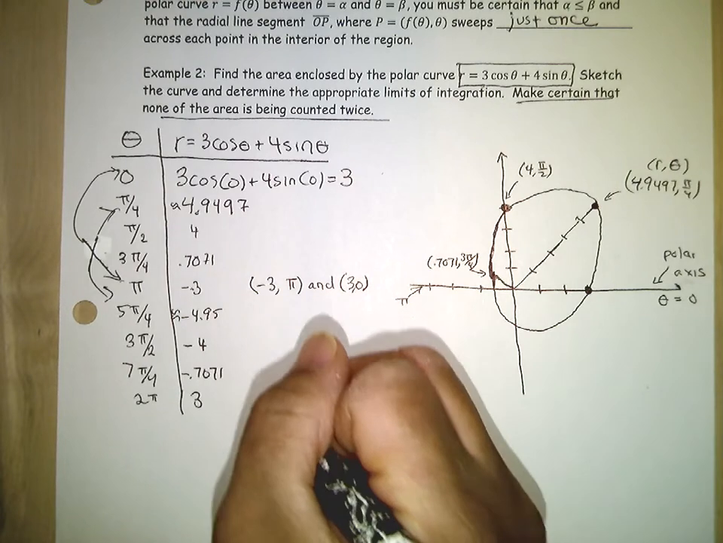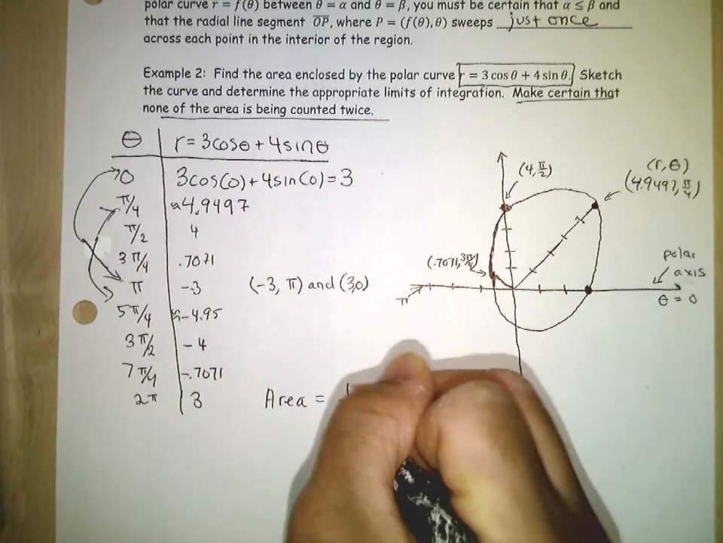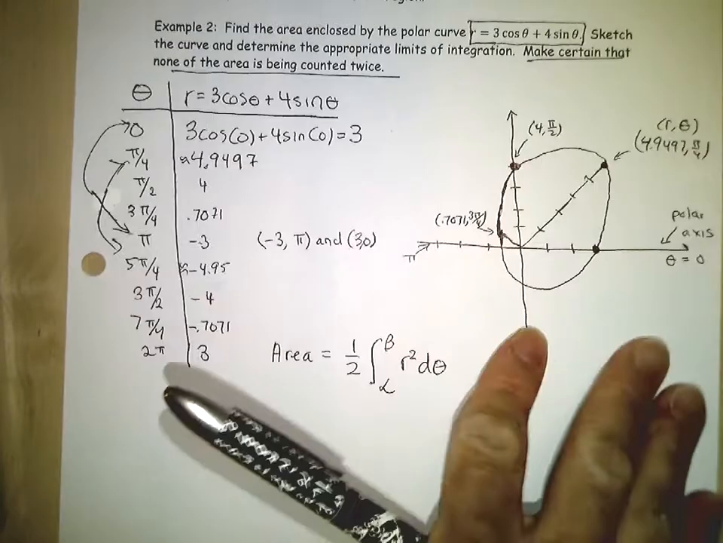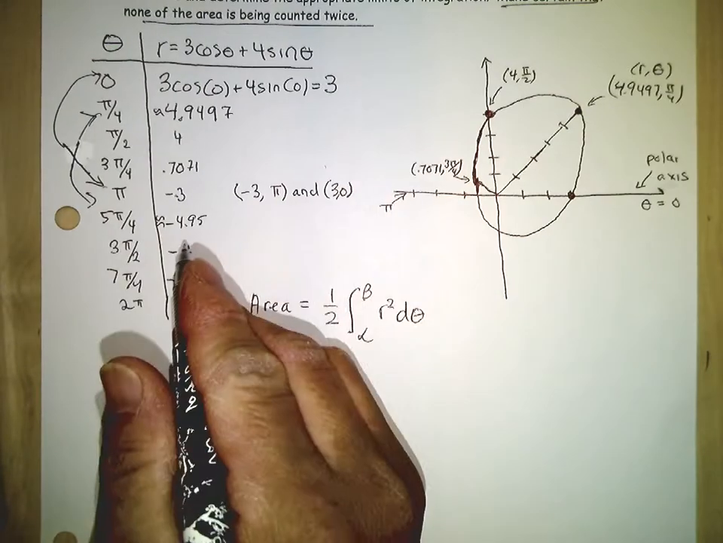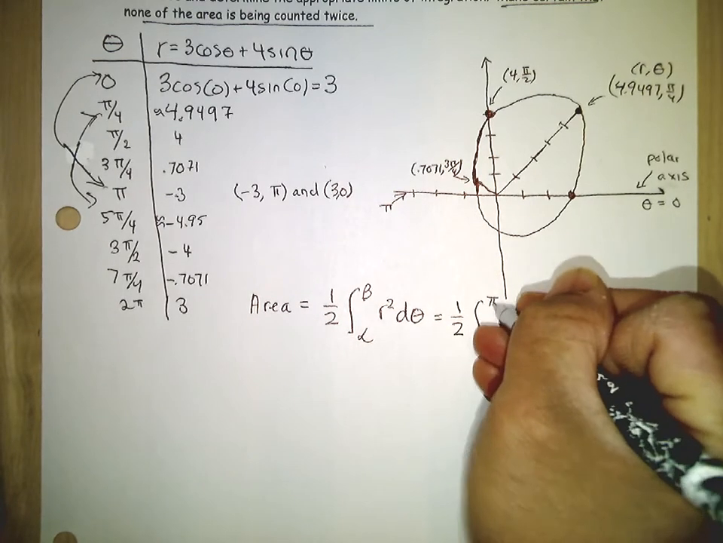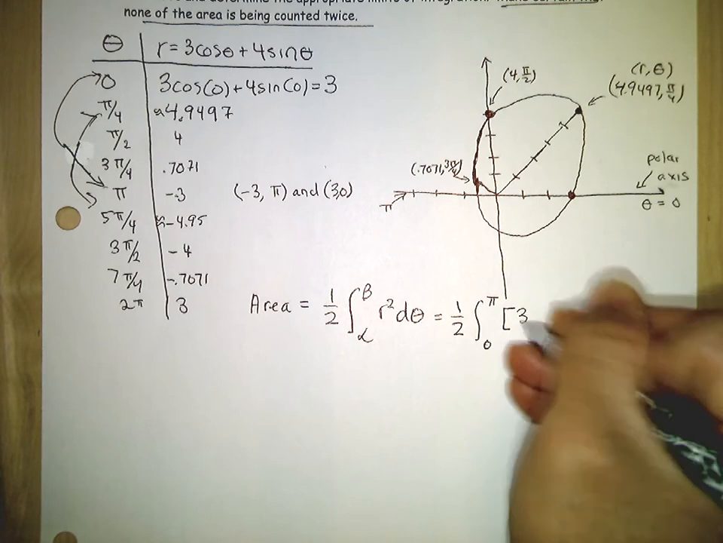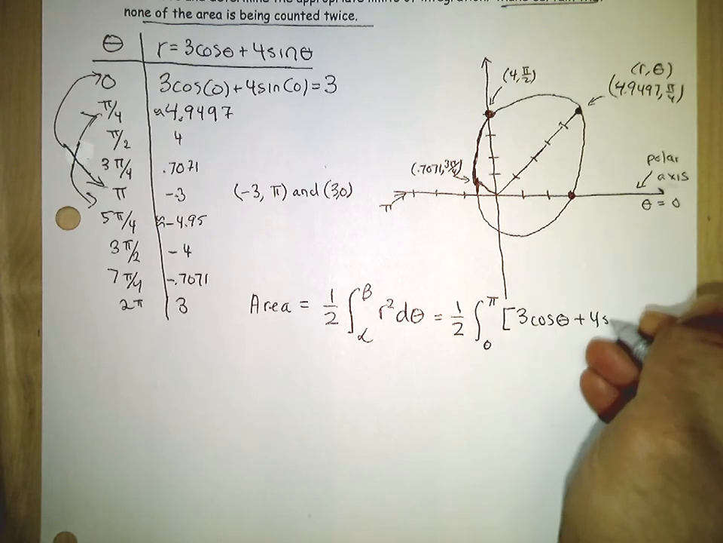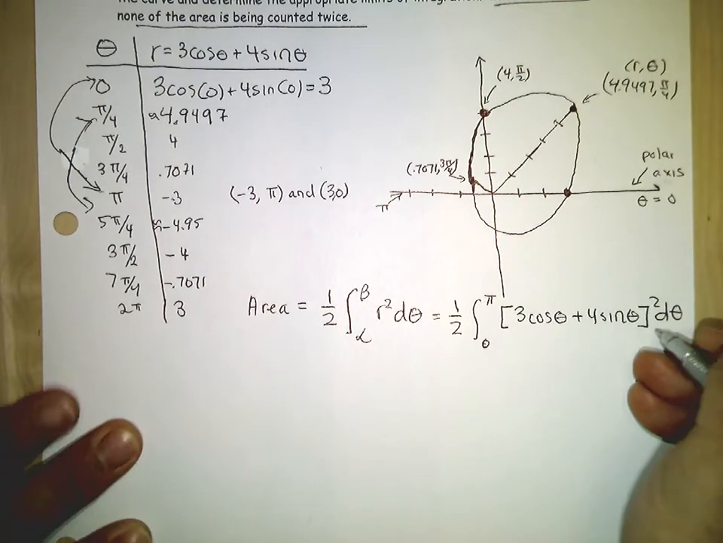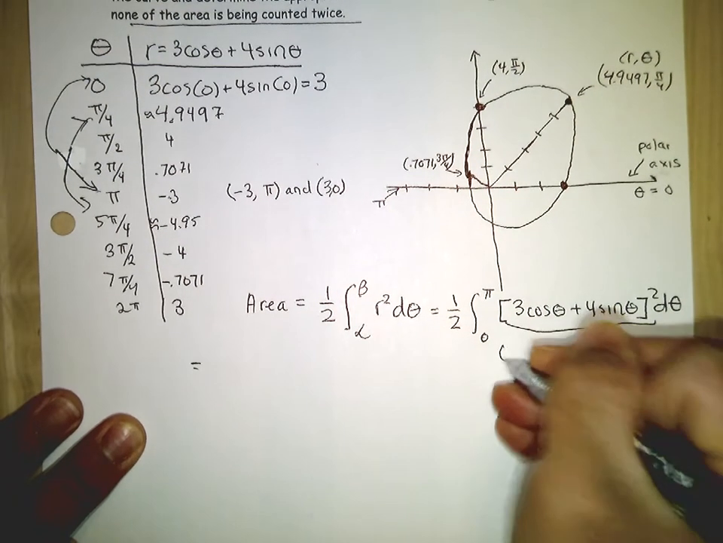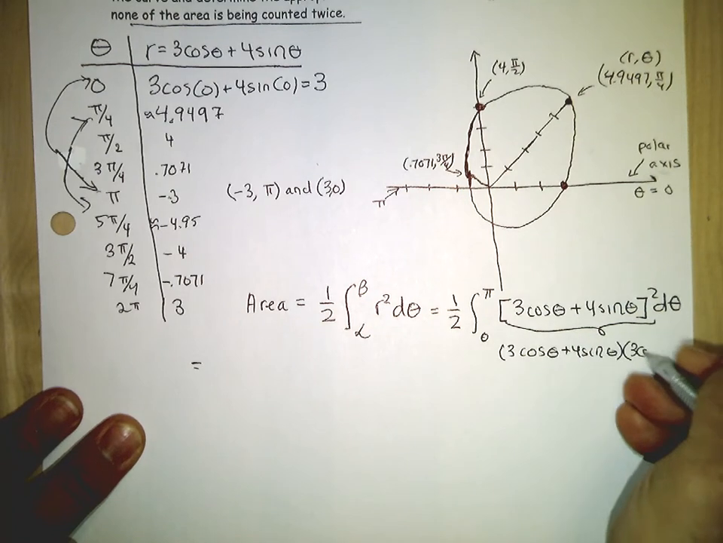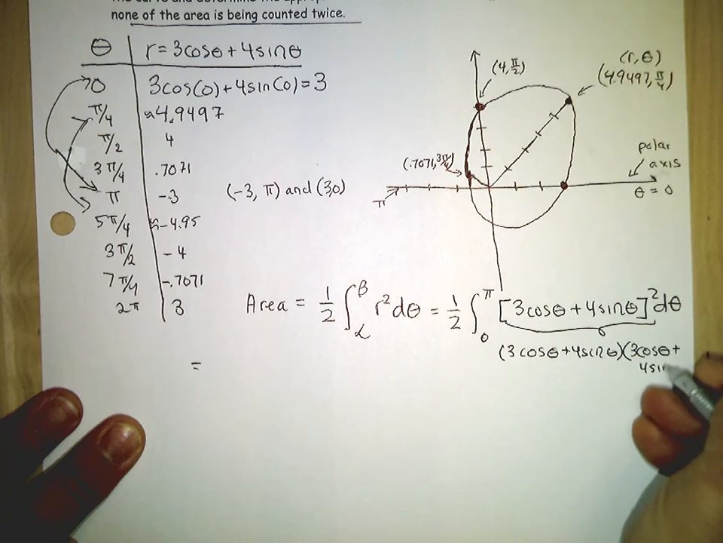All right, so the area then will be 1/2 integral from alpha to beta of r squared d theta, but we just realized that these start repeating at pi, so I'm going to have 1/2 integral from 0 to pi of r, which was 3 cosine of theta plus 4 sine of theta, squared d theta. Now I'll multiply this out. So 3 cosine of theta plus 4 sine of theta times 3 cosine of theta plus 4 sine of theta.